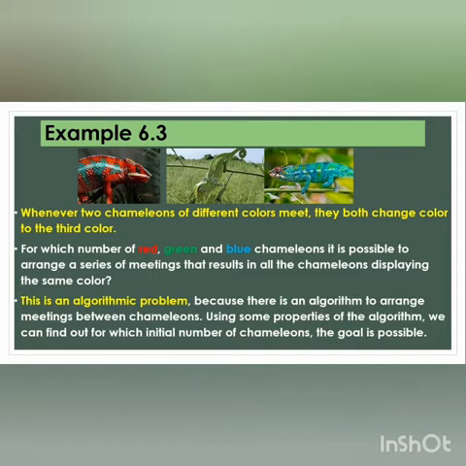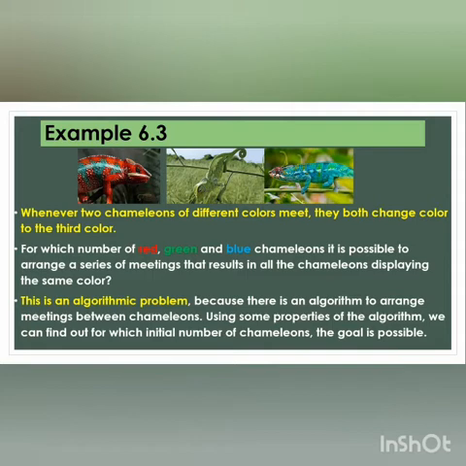Likewise, the meeting of each chameleon occurs. Now the question is, for which number of red, green and blue chameleons is it possible to arrange a series of meetings that result in all the chameleons displaying the same color? So this is an algorithmic problem because there is an algorithm to arrange meetings between chameleons. So there is a certain number of steps to be followed again and again to accomplish a task. Then only all the chameleons will display the same color.